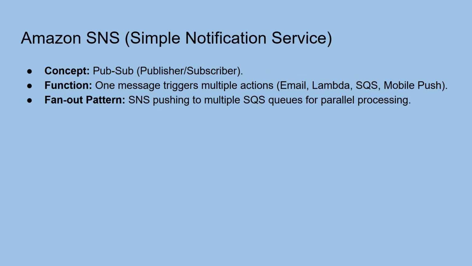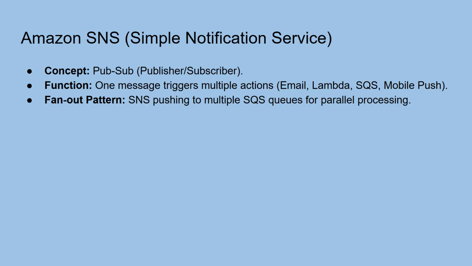And now the next feature we use is SNS, which is your Simple Notification Service. The concept of this is pub/sub, publisher subscriber. The function is one message triggers multiple actions, whether it's email, SQS, a Lambda, or mobile push. And now the fan-out pattern, which we're going to actually do a lab on. So SNS pushes to multiple SQS queues for parallel processing. The publisher sends one message to a topic and SNS pushes that message to all subscribers. SNS isn't waiting like SQS is. It doesn't have a queue, but it's more like an announcement system.